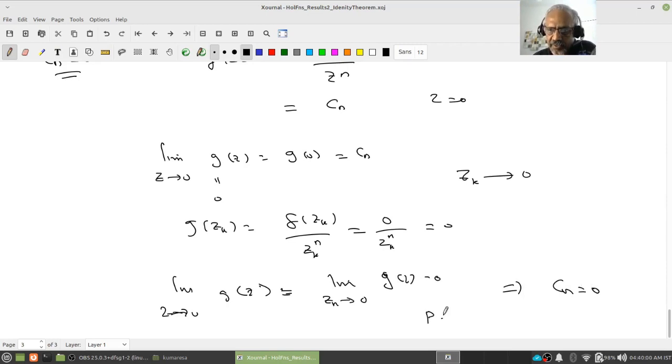Okay. Make sure you understand. The limit is 0. Therefore, for any sequence zk converging to 0, g of zk must have the same limit. And uniqueness of the limit will say the limits are the same. But g of zk is 0 for each and every k. Therefore, the limit as z goes to 0 of g of z is 0. But by continuity, that must be g of 0. But g of 0 is Cn. Therefore, Cn is 0.